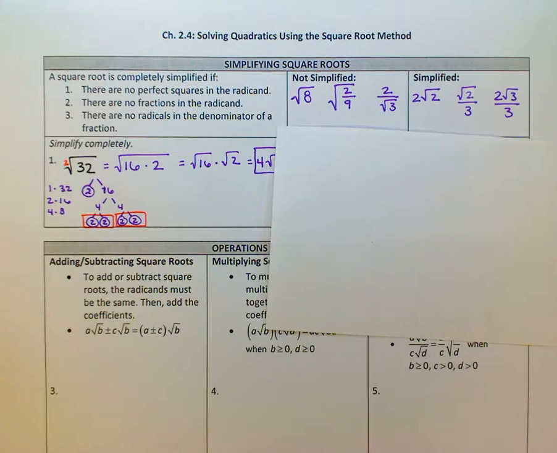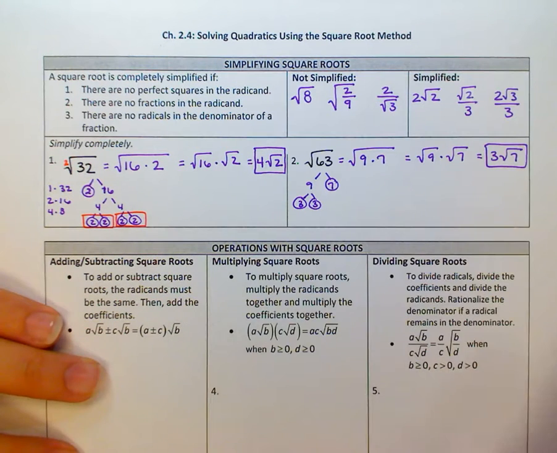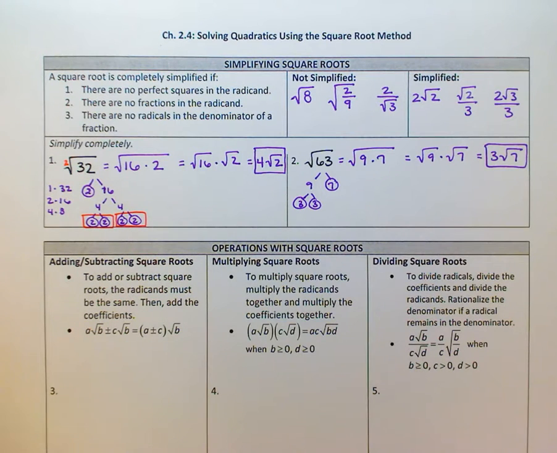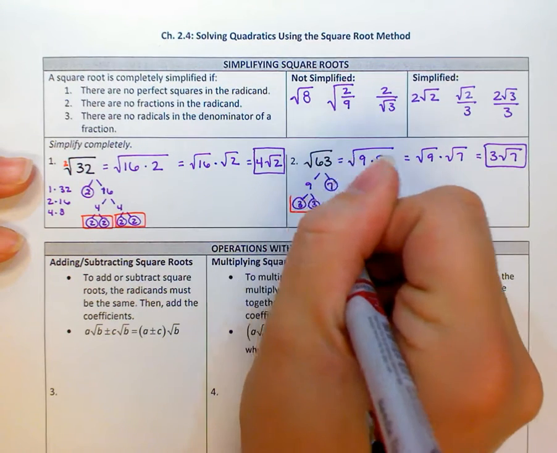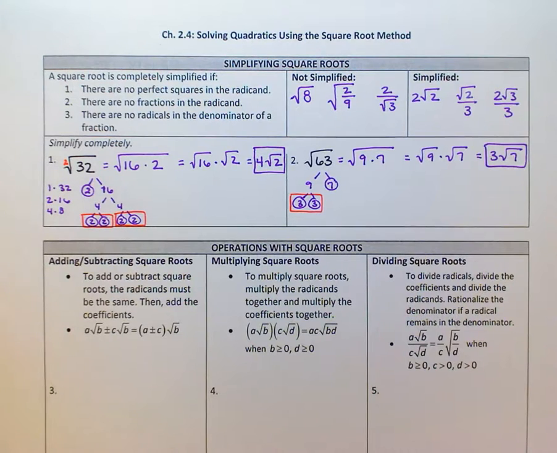Alright, so the correct answer should be 3 square root of 7. So again, you could either break this down into its prime factors and see that 9, 3 times 3 would be the perfect square. Or you could just know that, hey, 9 is the biggest perfect square that goes into 63.